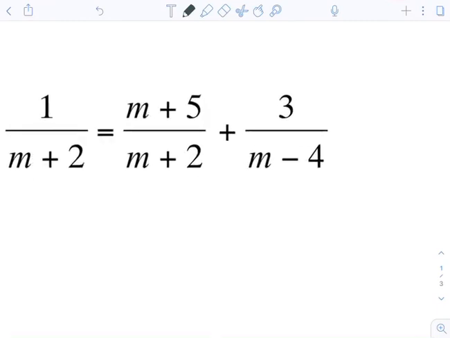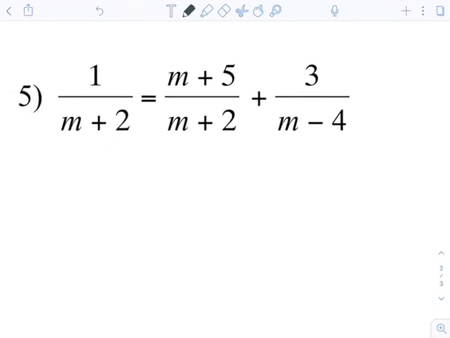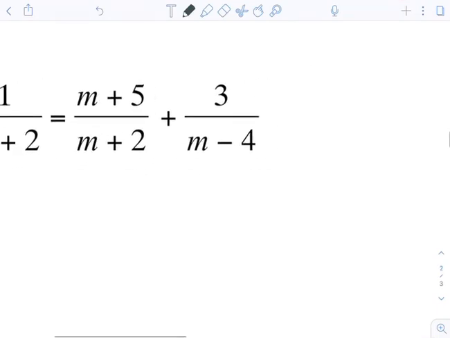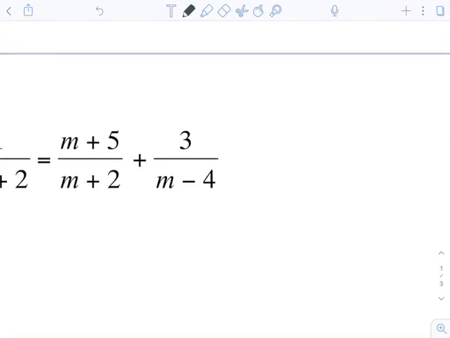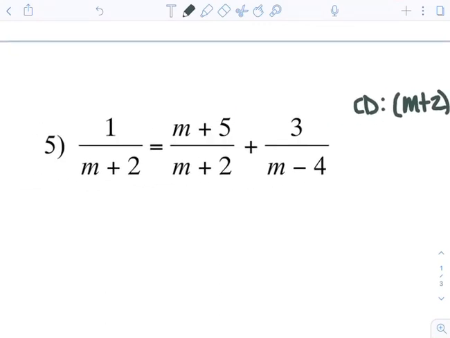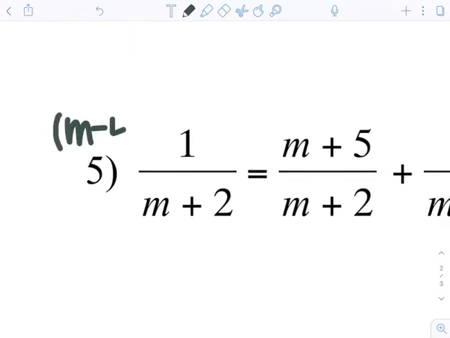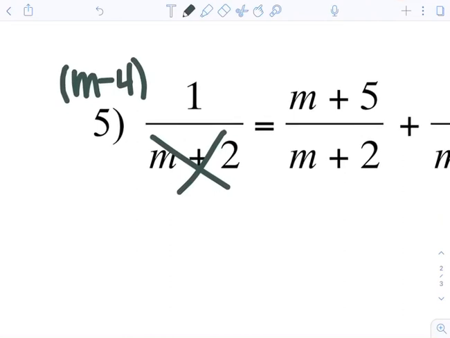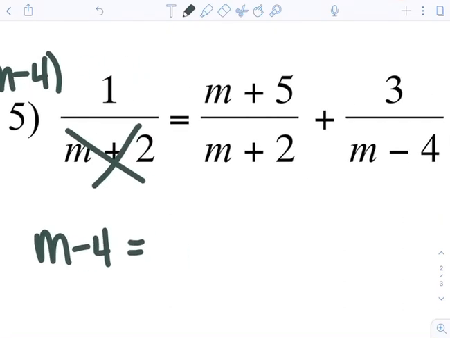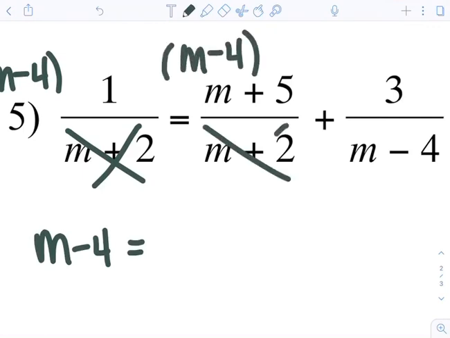Okay, number 5. This one's kind of nice because it doesn't have any factoring. So our common denominator, I see an m plus 2, and I see one with an m minus 4, so you're just going to combine them. This one is missing the m minus 4, so I'm going to multiply by m minus 4. Cross out your denominator, so I get m minus 4 equals, again, the second one is missing m minus 4. I'm going to cross out the denominator.